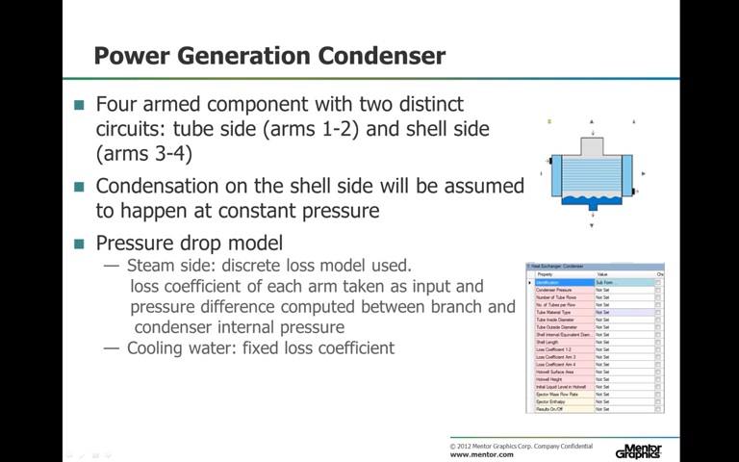Flowmaster has also implemented a power generation specific condenser component. Again, this is a four-arm component with two distinct circuits. The tube side, which is arms 1 to 2, models the cooling water circuit, and arms 3 to 4 are the steam condensate circuit. This component also has a virtual fifth arm that allows the internal pressure of the condenser to be set as a vacuum. This also will take into account any uncondensed steam vapor that is ejected from the system through this fifth arm. It properly tracks both the mass and energy loss through this arm.